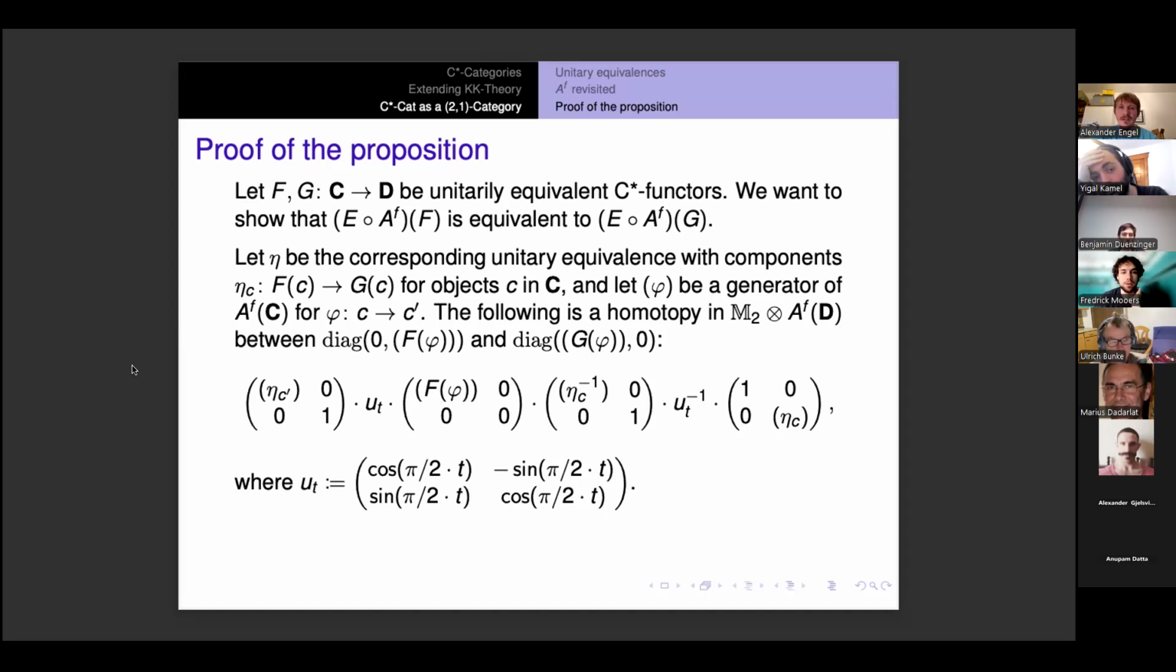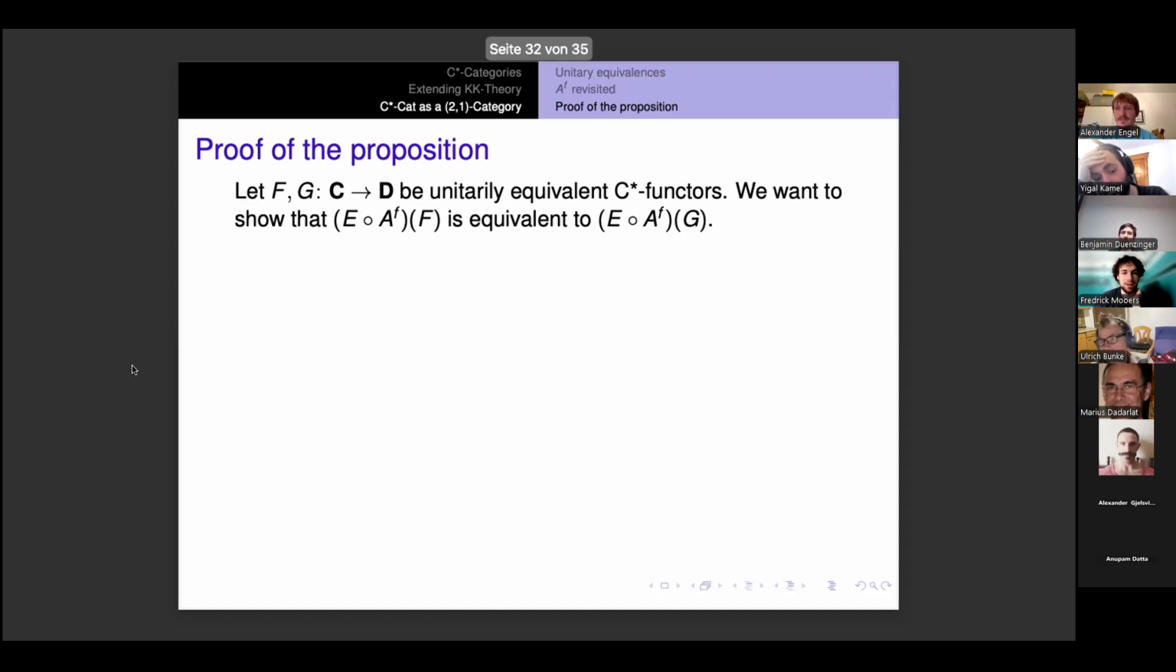Wait, a quick question. Yes, so now you need your C-star category to be small. That's a question in chat.